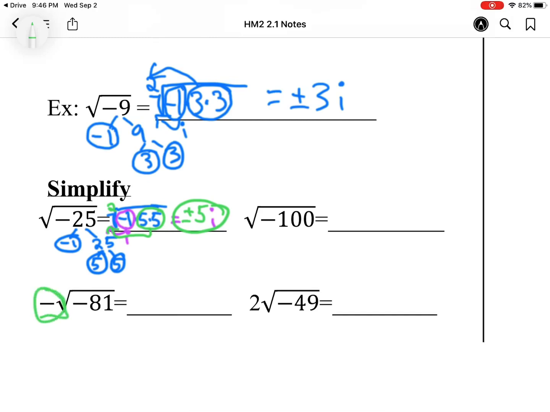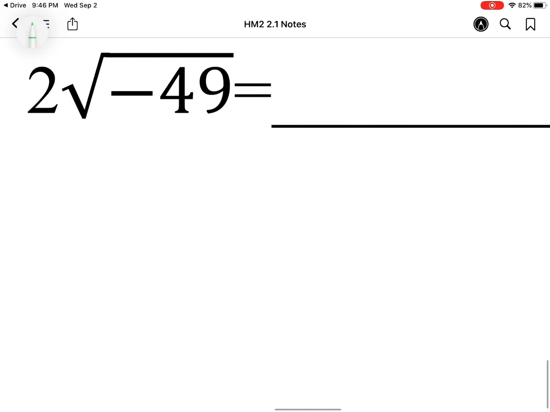Now, let's do this one. Remembering, I'm skipping this one because the only thing different about this one is that negative out front. Negative out front does not matter. Inside it matters, outside it doesn't.